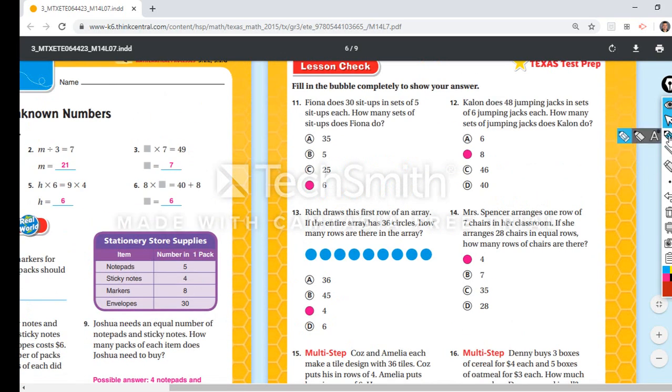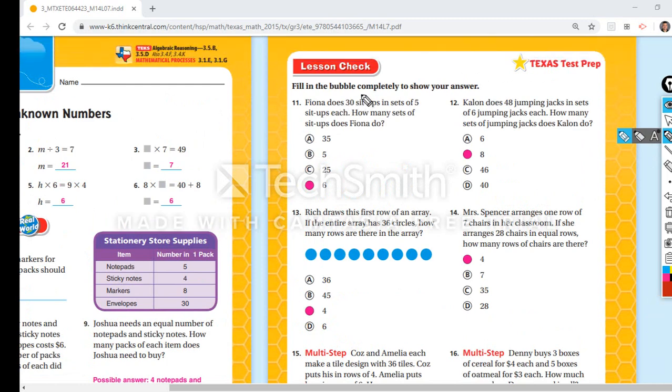Okay, so again, Fiona does 30 sit-ups in sets of 5. You should already see the equation. How many sets is she doing? Well, we divide 30 by 5, and that gives us 6. Kaylon does 48 jumping jacks in sets of 6 jumping jacks in each. How many sets of jumping jacks? And you should already see 48 divided by 6. That gives you 8.